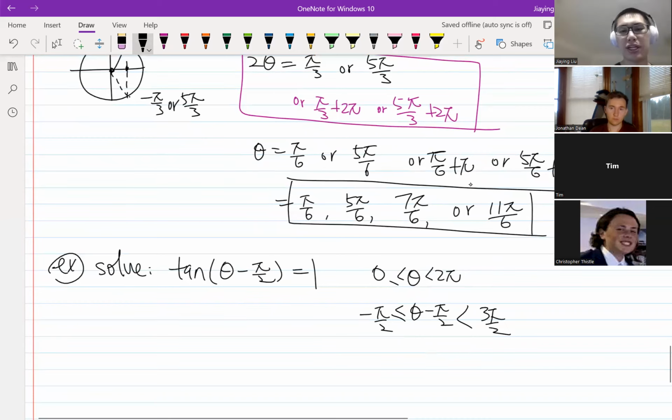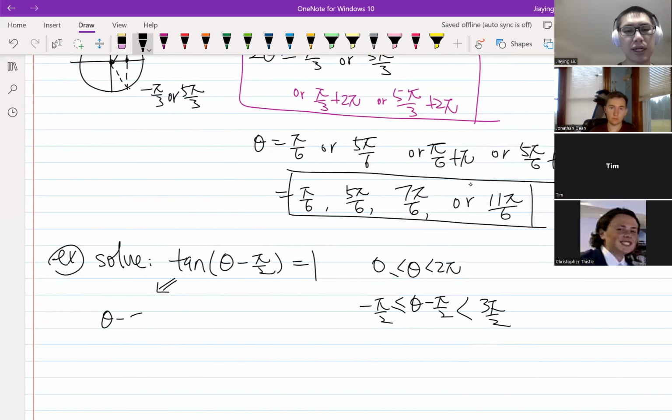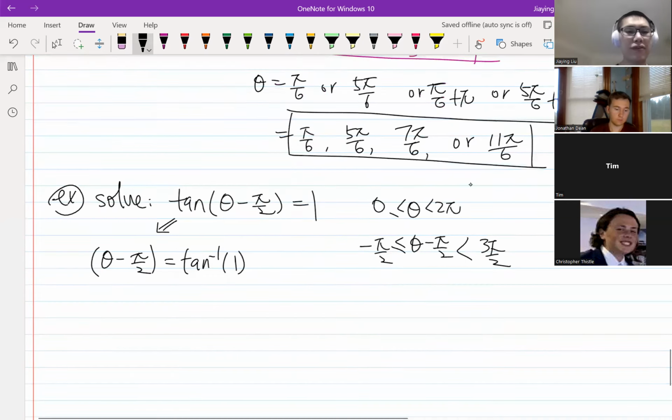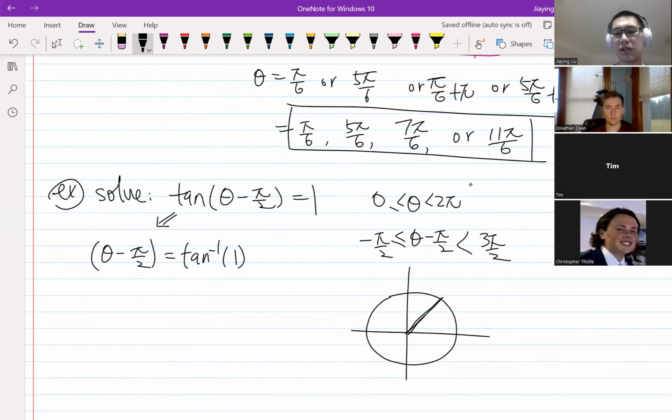And now I'm going to take inverse tangent on both sides to my original problem. So theta minus pi over 2 equals inverse tangent of 1. And if you are familiar with the unit circle, or based on what you memorized, you know that tangent of 45 degrees is equal to 1, because that's the ratio between y and x.